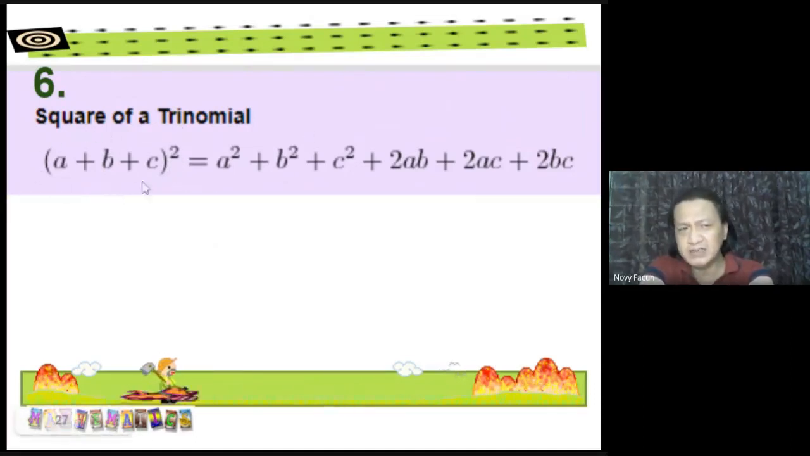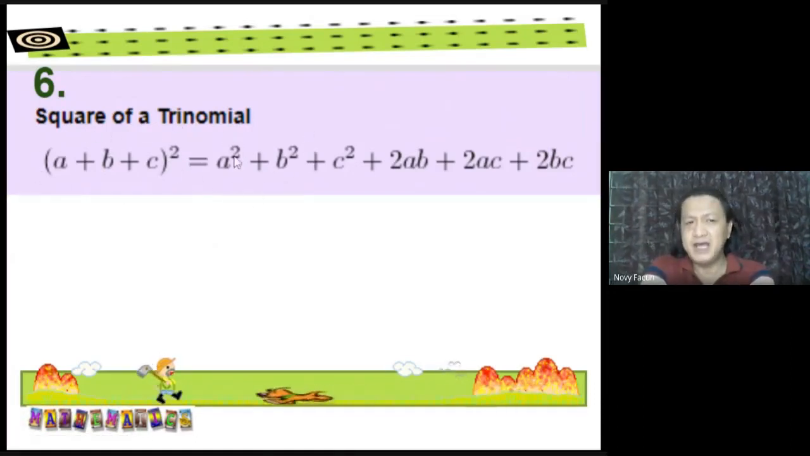Kapag in-expand natin ito, we have this. Meaning, square the first term. Ito yung first term natin, si A. B yung second, third, si C. Ibig sabihin, square the first term, we have A squared. Second term mo, we have B squared. Third term is C squared. Then twice the product of the first and the second, we have 2AB. And then twice the product of the first and the last term, we have 2 times AC. And twice the product of the second and the last term, that is 2BC. Okay, sundan nyo yung pattern.